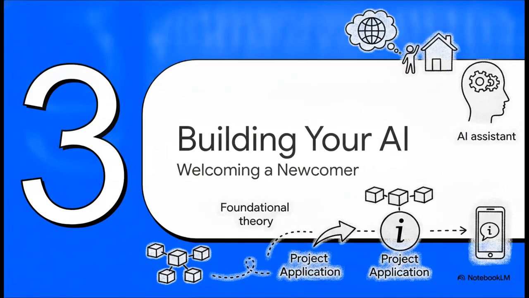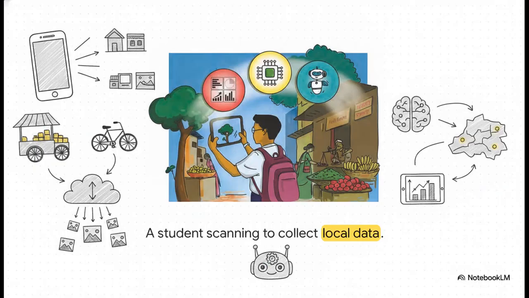Okay, Section 3. Building your AI assistant, welcoming a newcomer. This is where it gets super fun, because we get to apply all this theory to a tangible, hyper-local project. To build a local AI, you have to become the researcher. Just like a student scanning a fruit stall to gather information, you need to step out into your neighborhood. Grab a camera or a smartphone and start collecting the visual data that makes your specific environment completely unique. And hey, if you can't go out, you can always search for highly relevant local images on the internet instead.